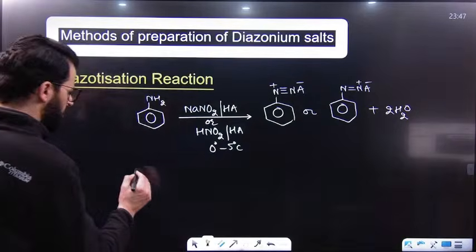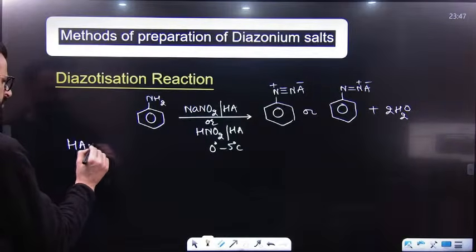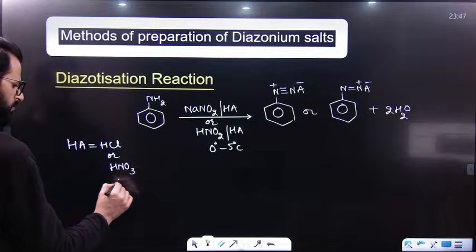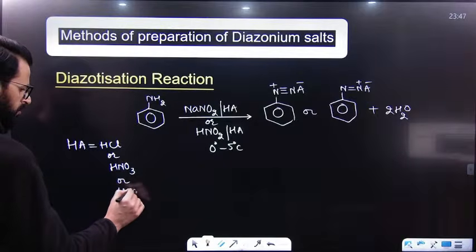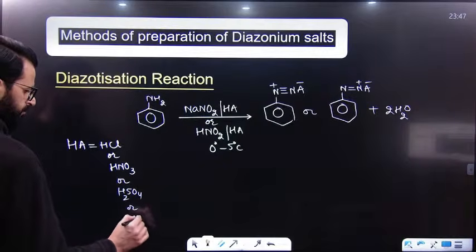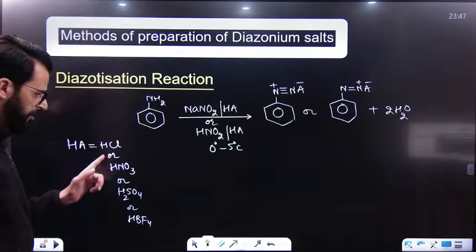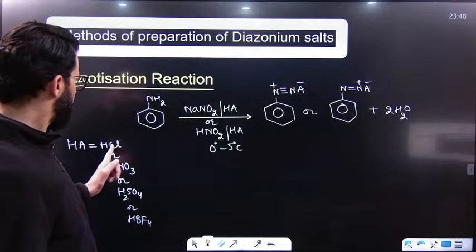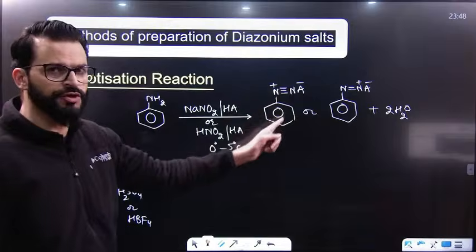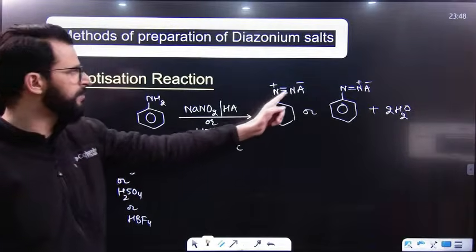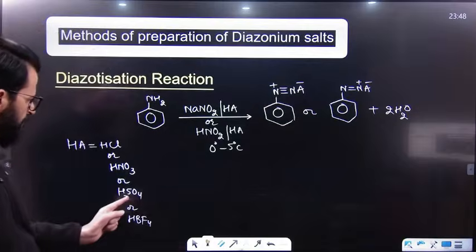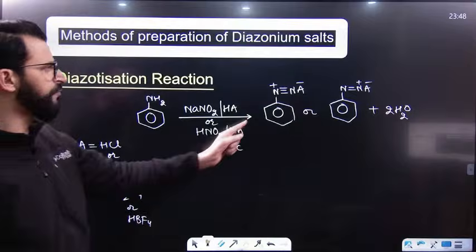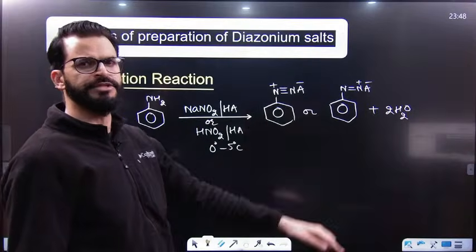And what is this HA? This HA can be either HCl or HNO3 or H2SO4 or HBF4. This is HCl, hydrochloric acid, nitric acid, sulfuric acid, and this is tetrafluoroboric acid. So if this A minus is Cl minus, this is known as benzene diazonium chloride. If it is NO3 minus, then it is known as benzene diazonium nitrate. If it is HSO4 minus, then this is known as benzene diazonium hydrogen sulfate. If it is BF4 minus, then it is known as benzene diazonium tetrafluoroborate.